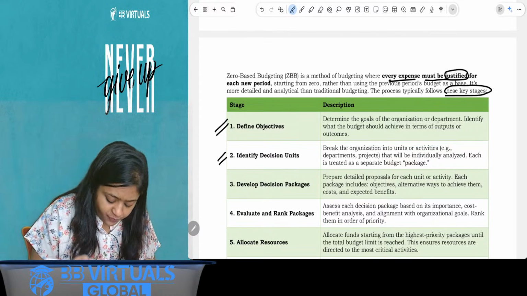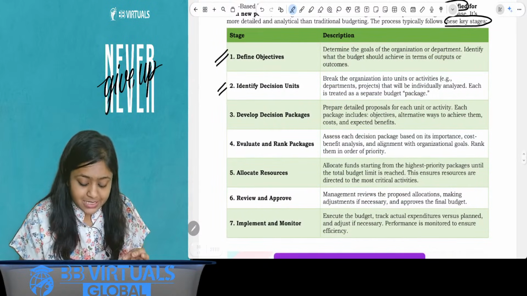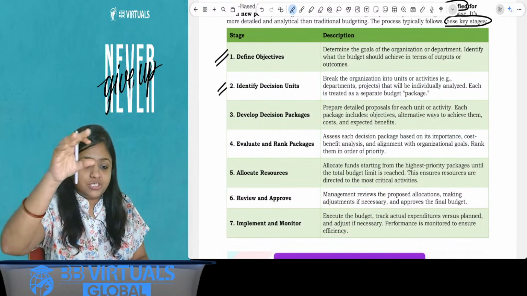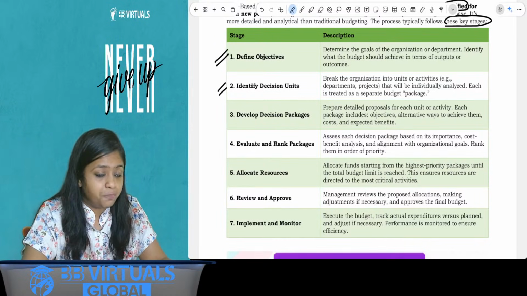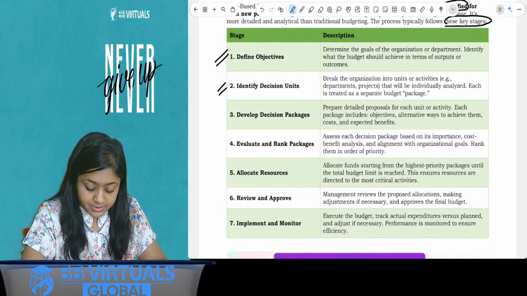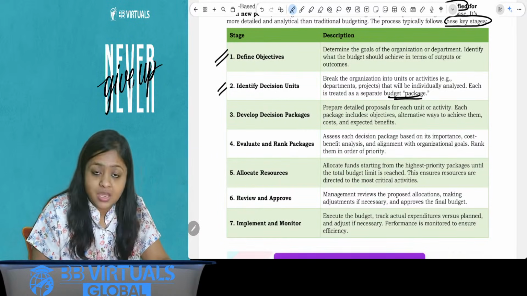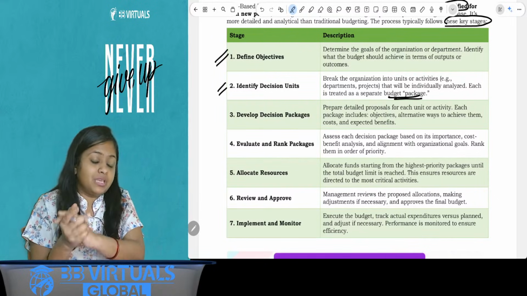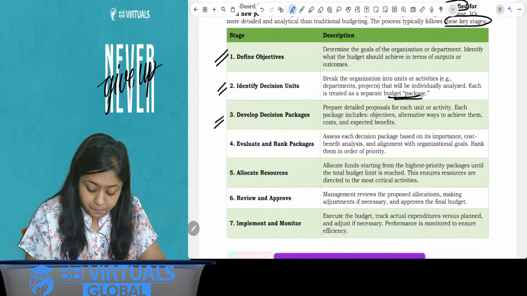Number two, identify the decision units. That is basically, we divide the organization into multiple activities, and then we prepare a decision package for each of these activities. That is known as the decision package or a budget package. So for each individual activity, I'll prepare a decision package. That is step number 3, create a decision package.